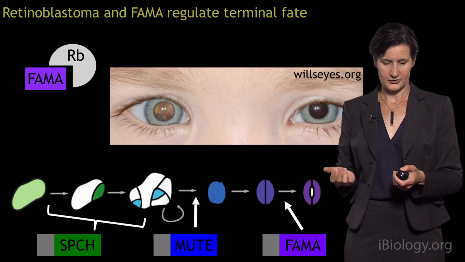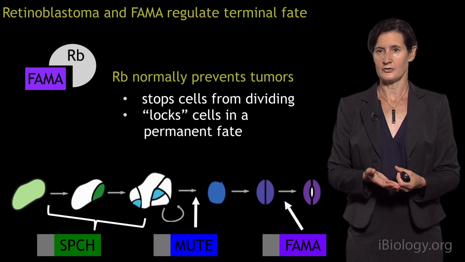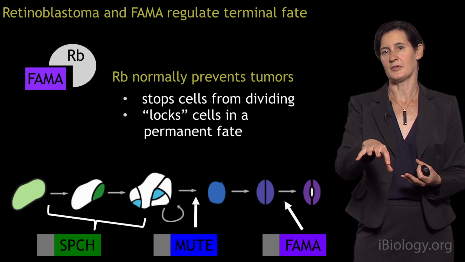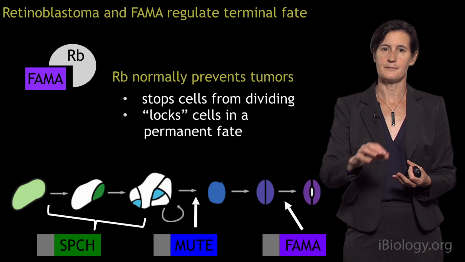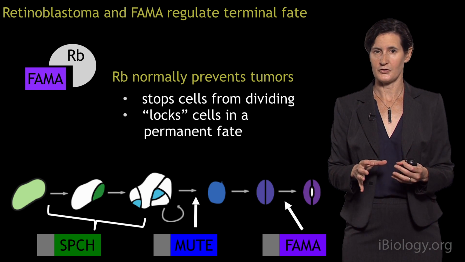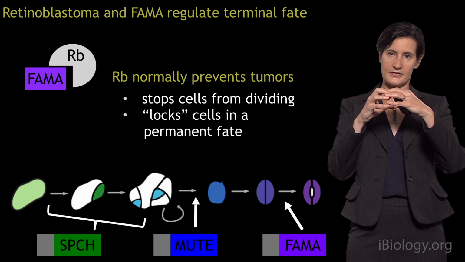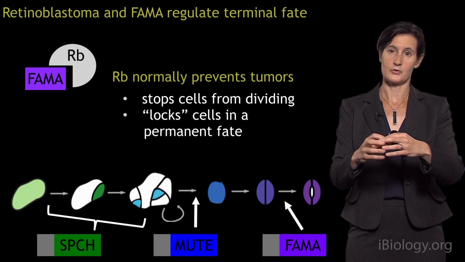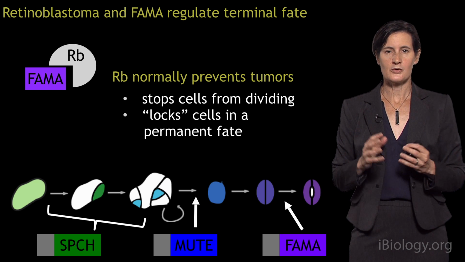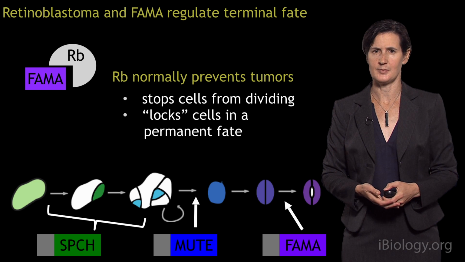So retinoblastoma does a lot of things, but it's normally a tumor suppressor. It normally keeps cells from dividing, and it does that by holding on to some of the proteins that would normally make the cells divide. It also can do things where it locks cells in a permanent state. So retinoblastoma as a protein can link to other proteins that then shut down genes permanently, or turn them on permanently, but mostly shut them down permanently. So what is this doing in a plant, and how is it related to FAMA?